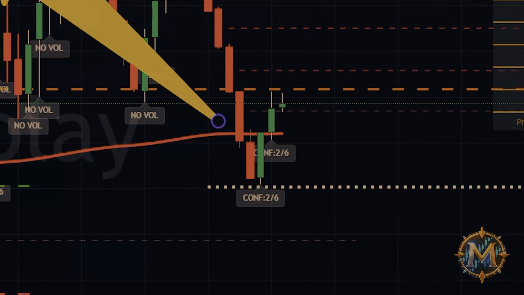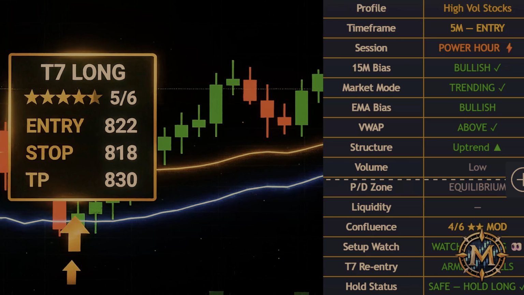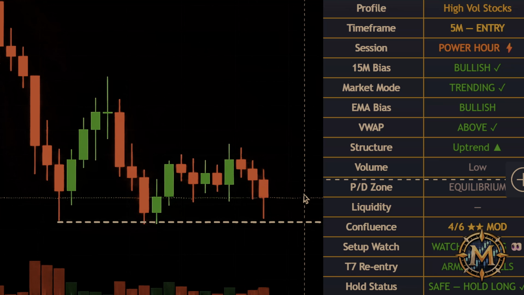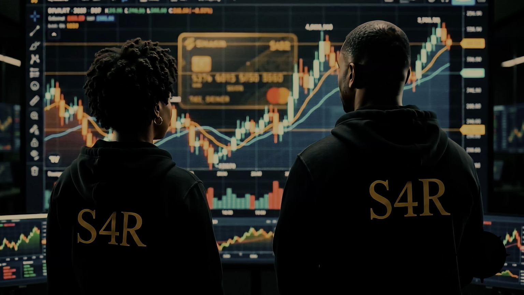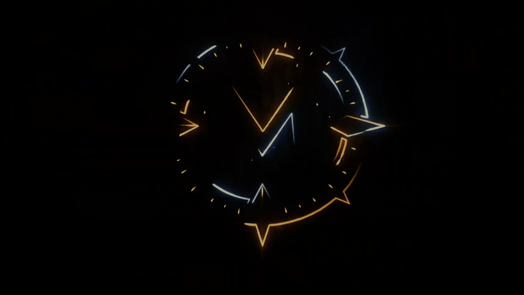It gives you plays based on confluence though, right? If enough confluences occur, then you'll get an entry, a stop loss, and a take profit target. That's what's going on.